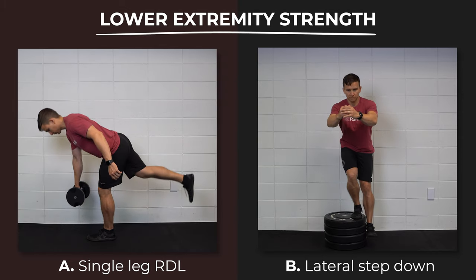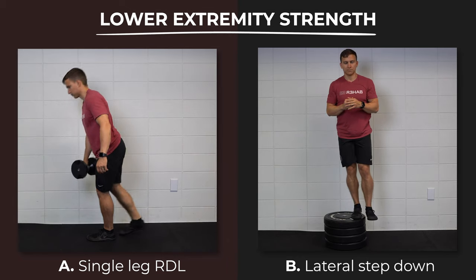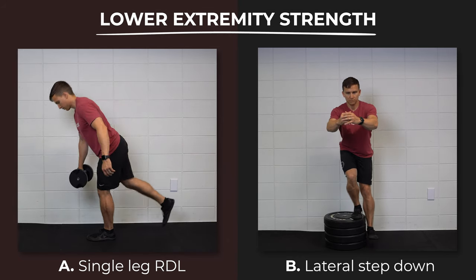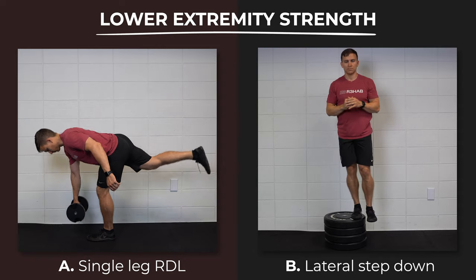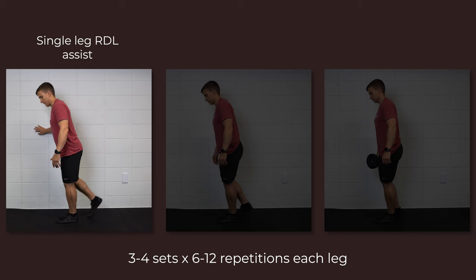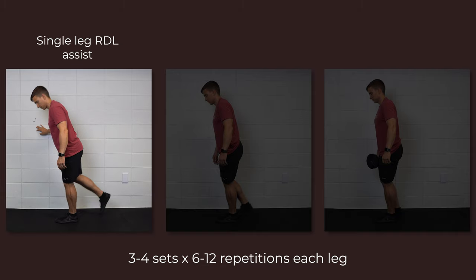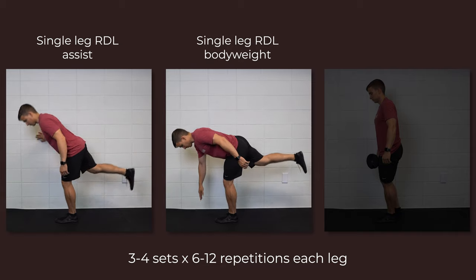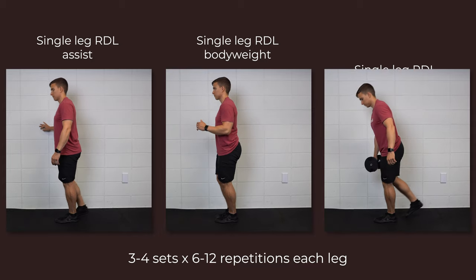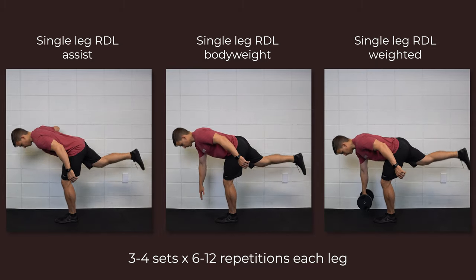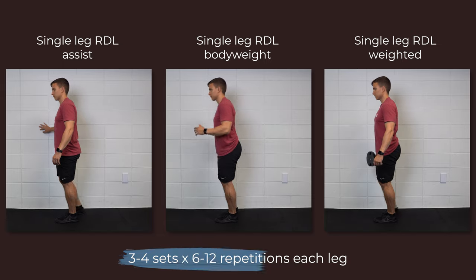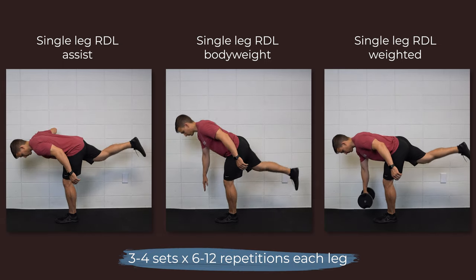Lower extremity strength. I'm going to keep this category pretty simple. Option A is a single leg RDL, and option B is a lateral step down. For the single leg RDL, begin with a handhold assist by using a dowel or wall, then master the movement without any assistance. Finally, hold the dumbbell in the opposite hand of the standing leg. Shoot for 3 to 4 sets of 6 to 12 repetitions.